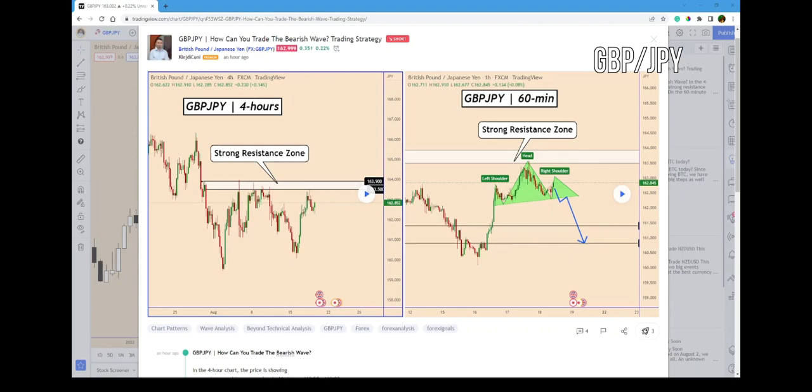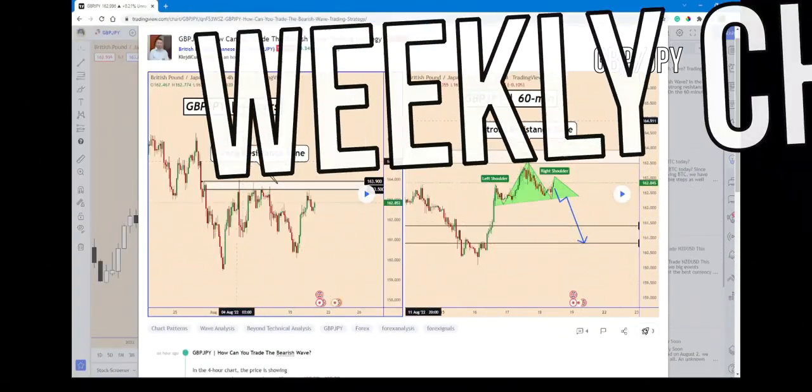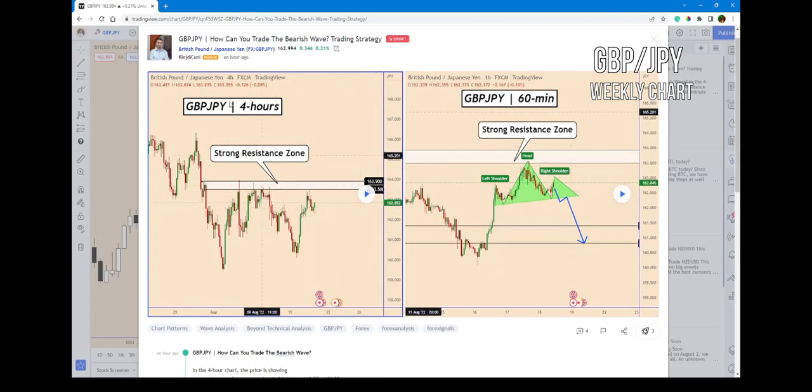Today we are going to look at the British pound and Japanese yen pair. The topic for this analysis will be how you can trade the bearish wave. It will be a swing trading strategy, and we are going to break it down in different time frames to see how we can initiate this trade.